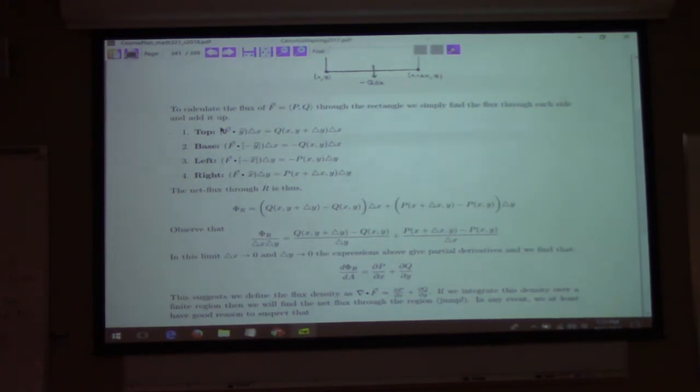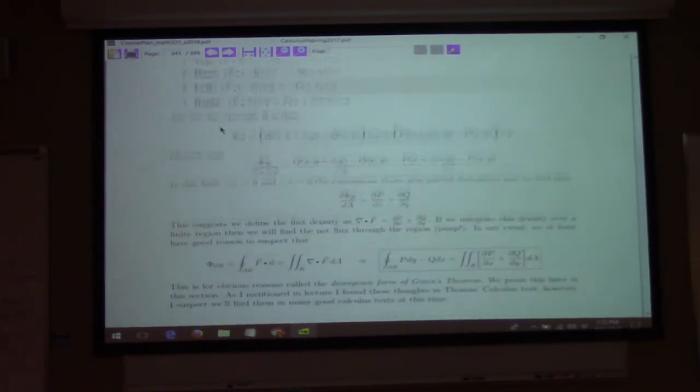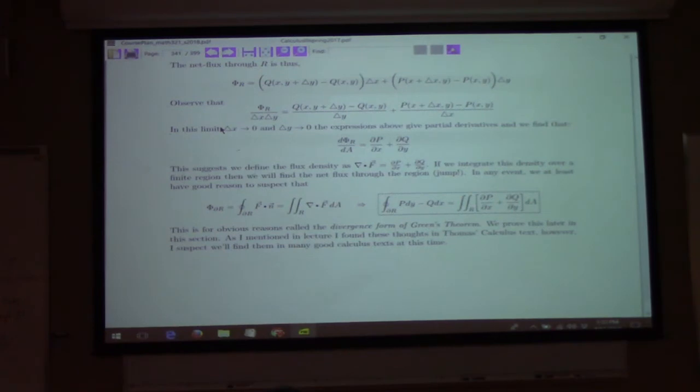So what does this mean? This means that the flux per unit area is apparently equal to the divergence of the vector field. So divergence has something to do with flux going out of an area. That's what this calculation shows. And then we just integrate this density over a finite region, and we find the net flux through the region.